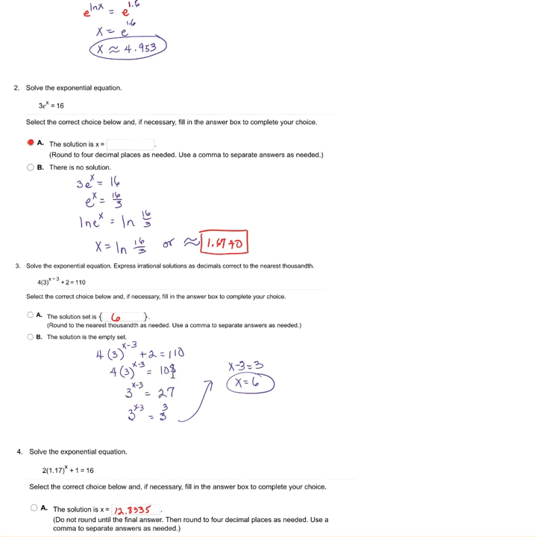And we should recognize we can write 27 as 3 cubed. And so we have x minus 3 equals 3. So x is 6. Anytime you can make both bases be the same, that's the way to go.